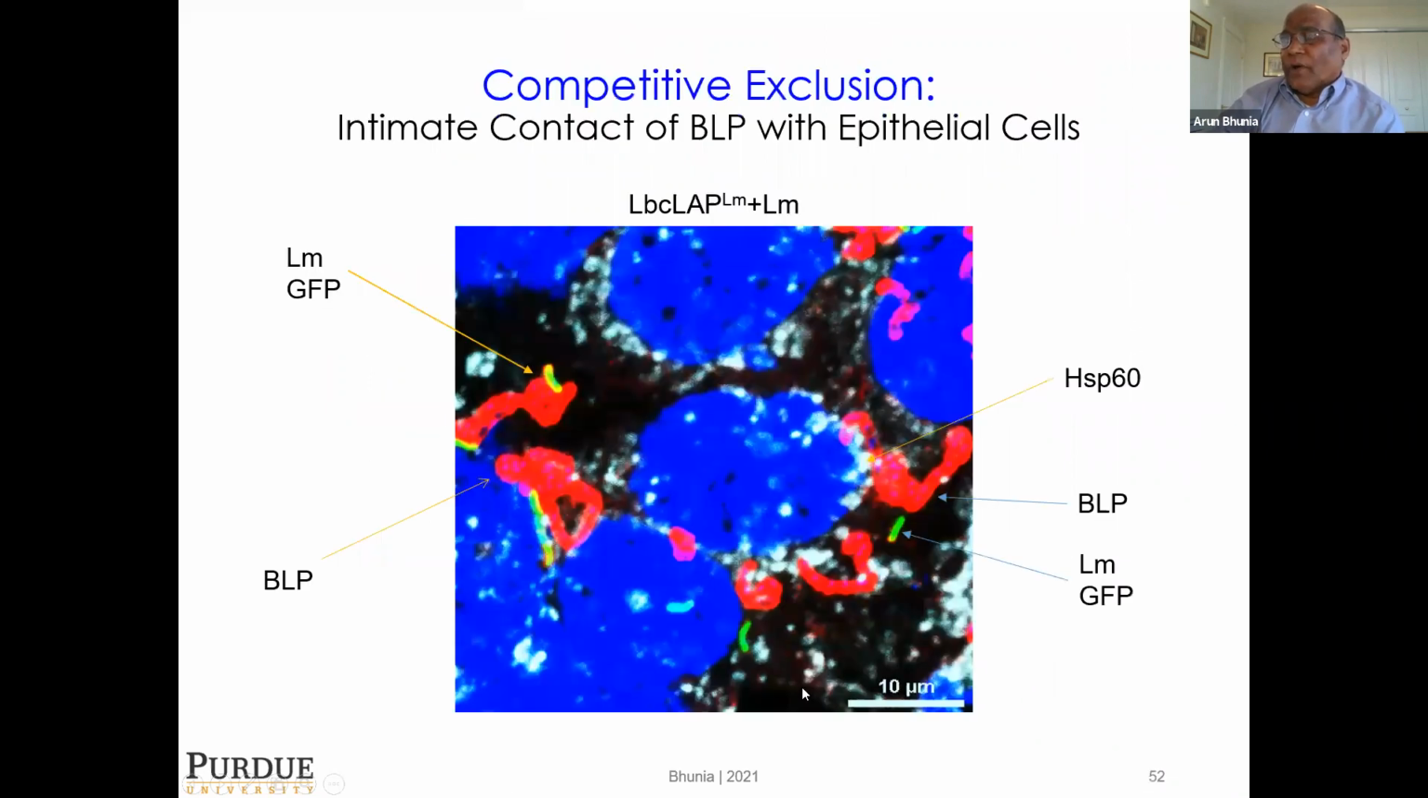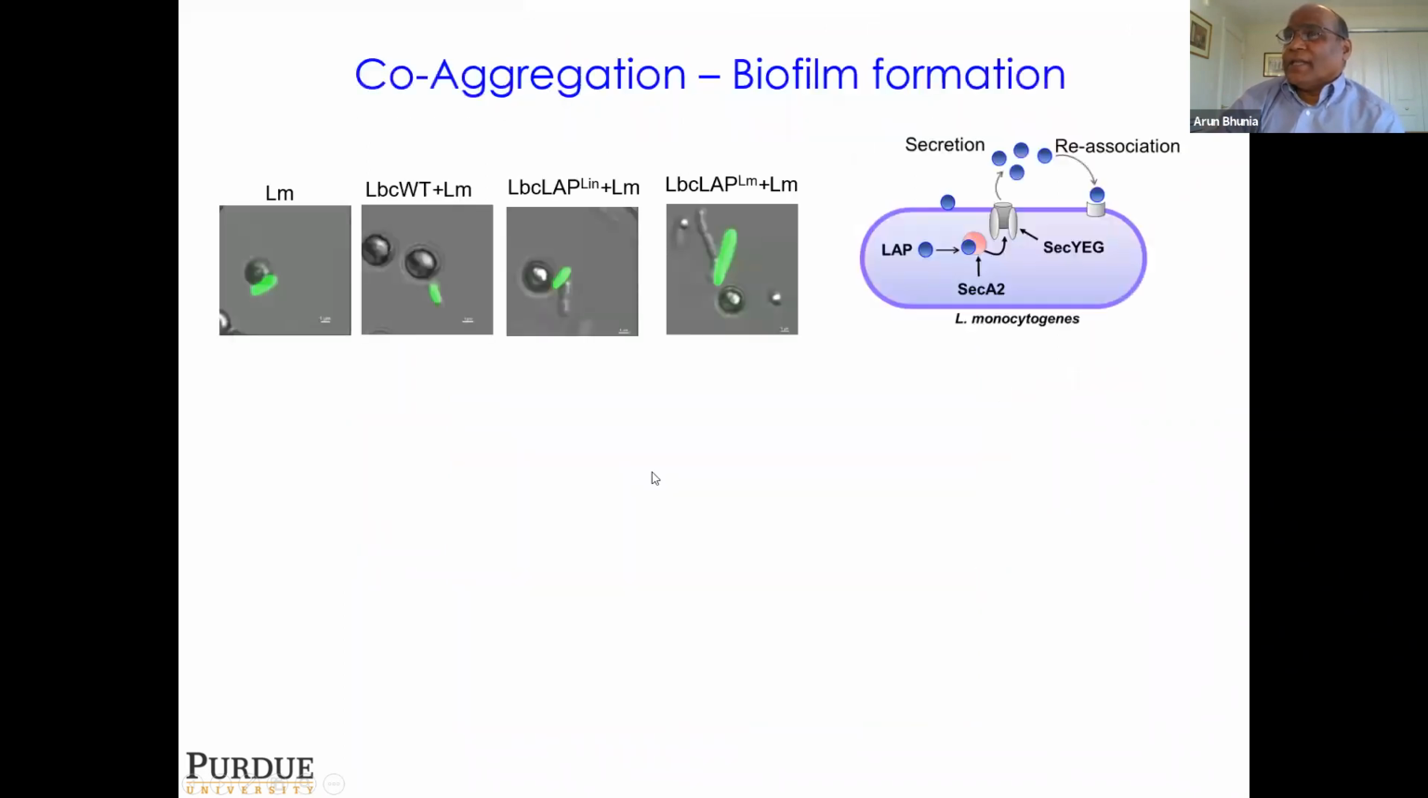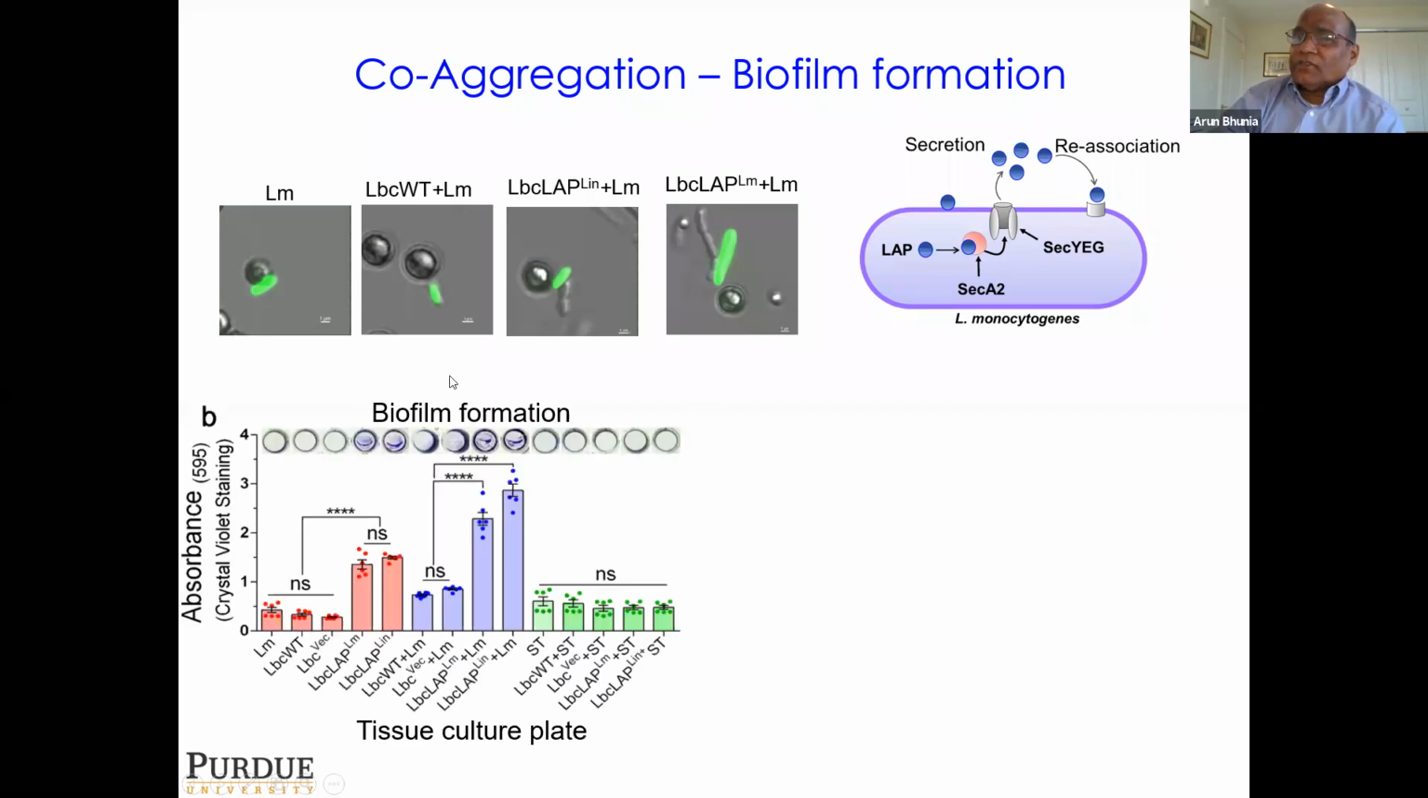A few things to point out: competitive exclusion is very important. So you can see the probiotic and then LM, that prevents binding. And as I mentioned, it also co-aggregates because of the way the protein is secreted and binding back. Here this slide shows a magnetic particle capturing Listeria monocytogenes, GFP-expressing Listeria monocytogenes binding to probiotic. And it also forms biofilm.